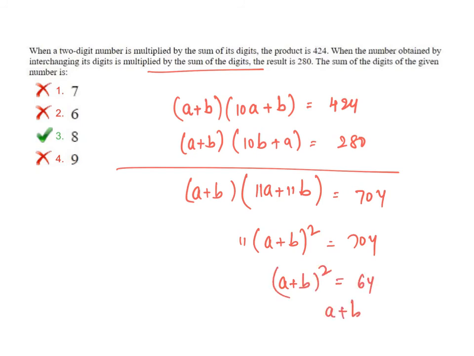The sum of digits is 8. That's what he's asking you. The sum of digits of the given number is 8.